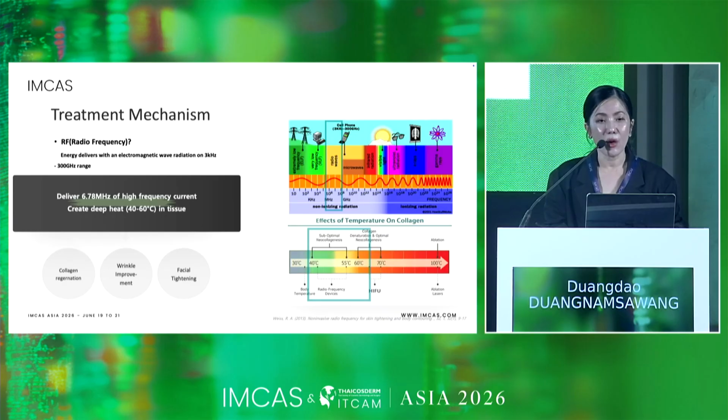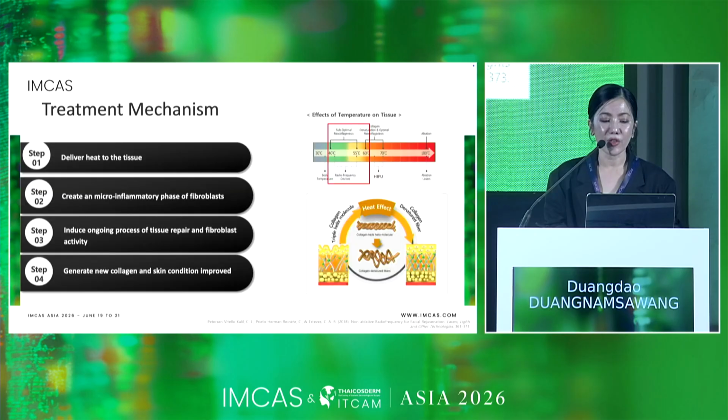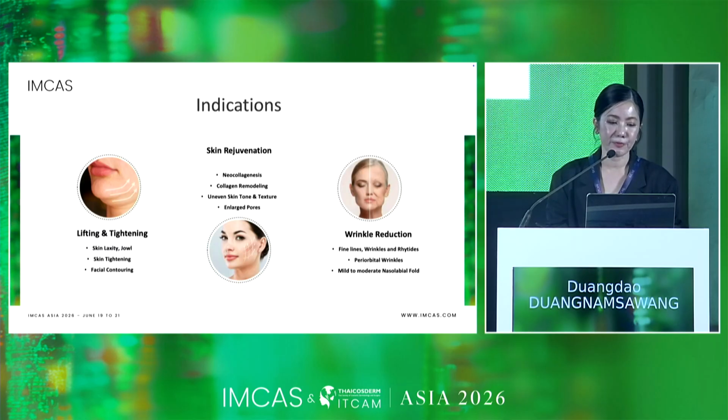The treatment mechanism is that when we put in the 6.78 megahertz current, they can create heat around the target, with a temperature of 40 to 60 degrees in the tissue. After that, they create a micro-inflammation phase of fibroblasts via heat shock protein. So it introduces the process of tissue repair and fibroblast activity. And the last step generates new collagen and the skin condition improves.